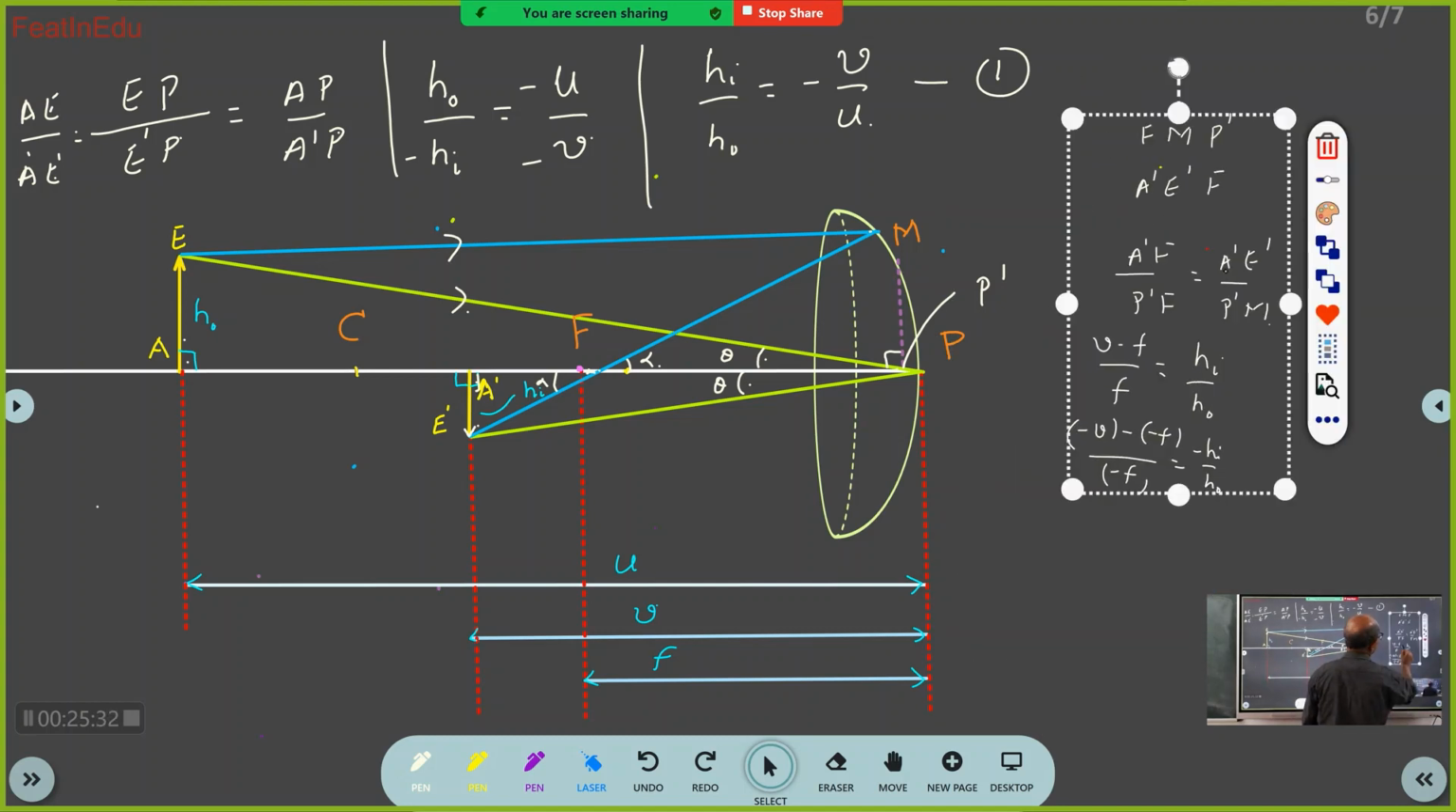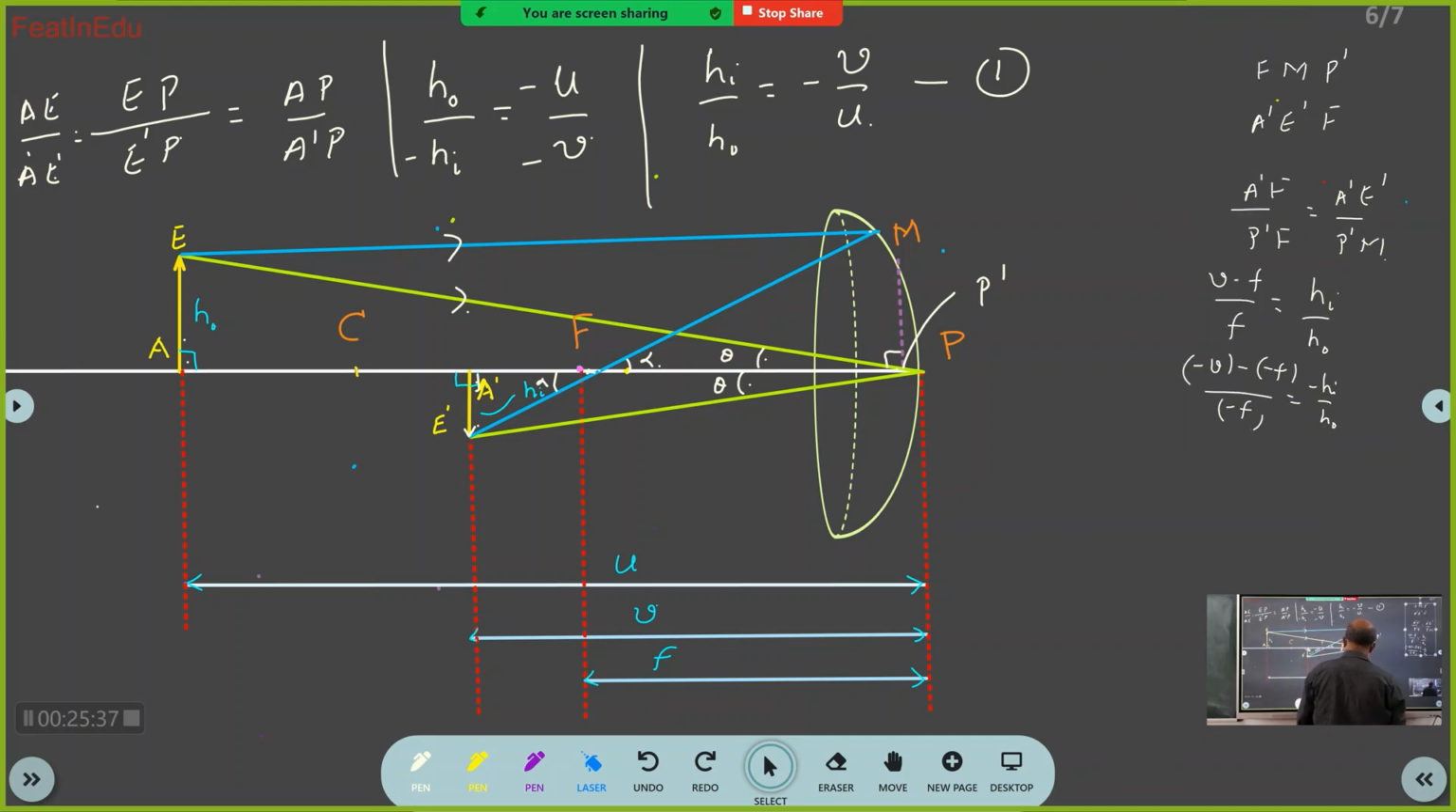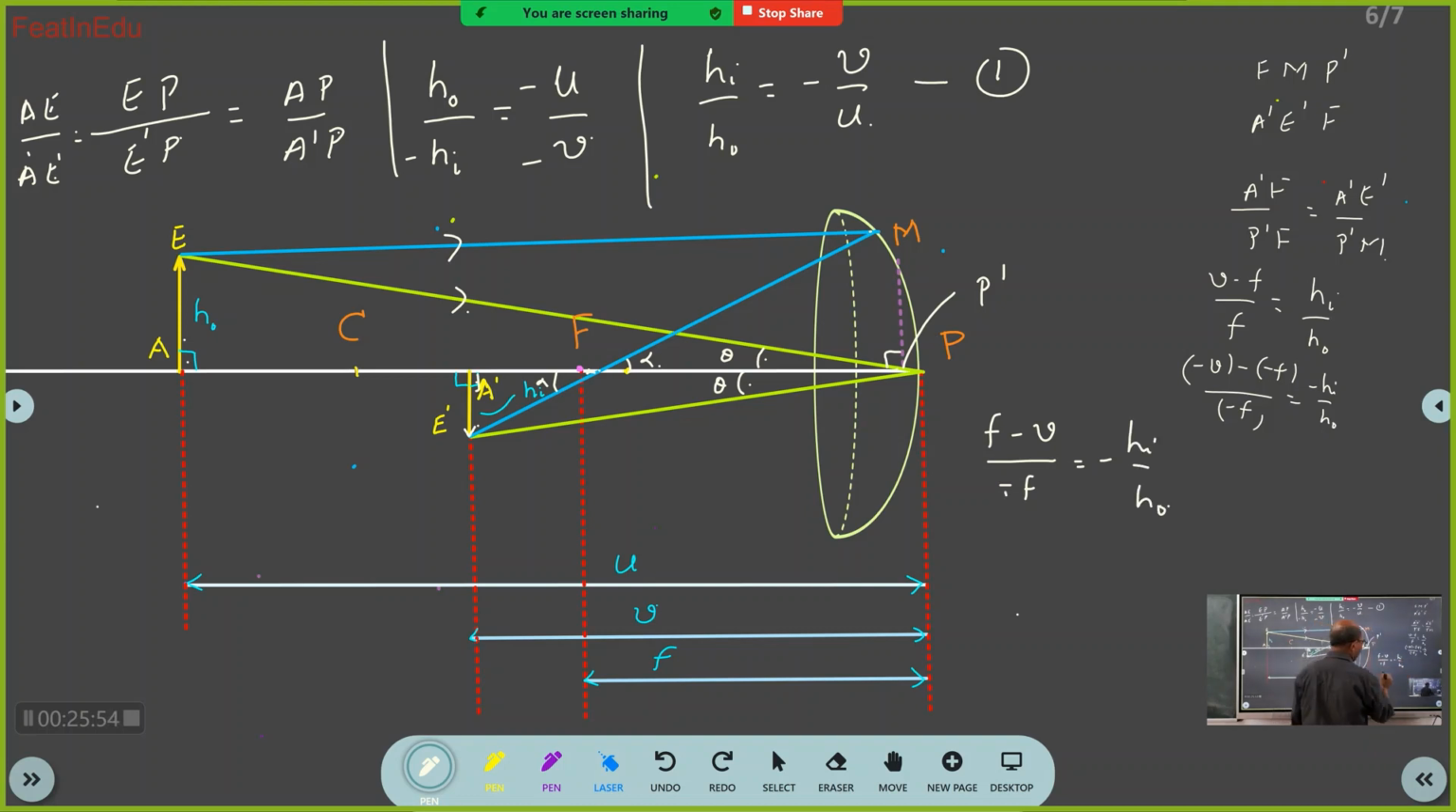You know how to simplify it? Simplified: minus minus becomes plus, so it becomes F minus B. And minus F is still there. On the right side it becomes minus HI by H. This minus I will take on top. Then it becomes B minus F divided by F is equal to HI upon H minus HI upon H. Correct?